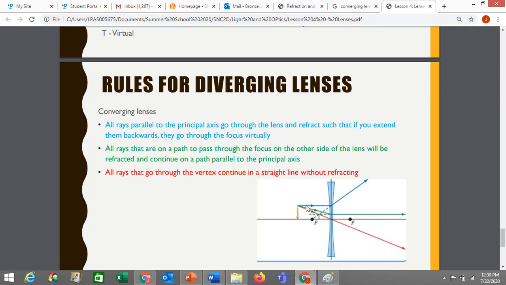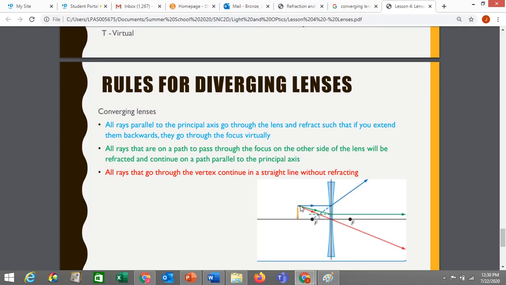So in other words, when light rays go through these lenses that are shaped like this, they don't come together, they go apart. So if you've got a light ray going parallel to the principal axis here, it's not going to go towards the focus, it's going to go away from it. But in going away from it, it actually goes virtually through the focus that's on the same side as the source. So it goes backwards through the focus virtually.